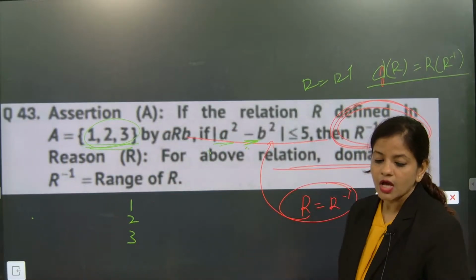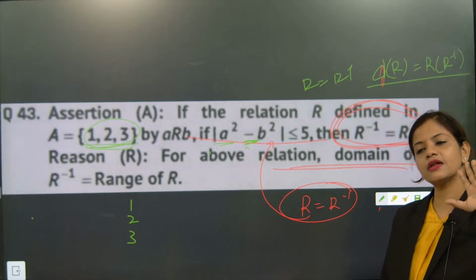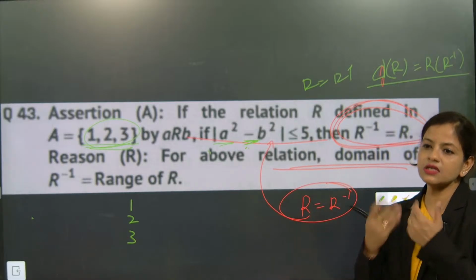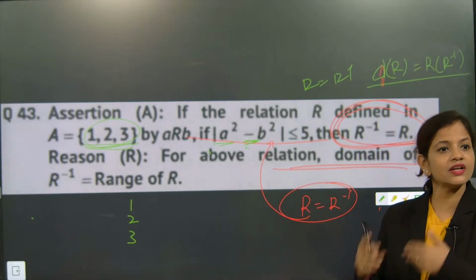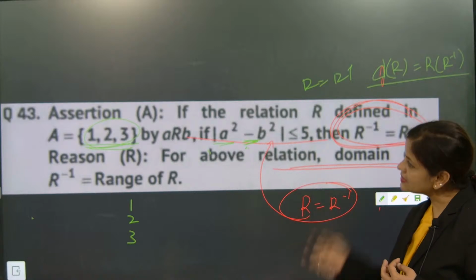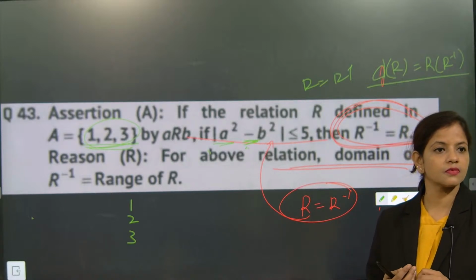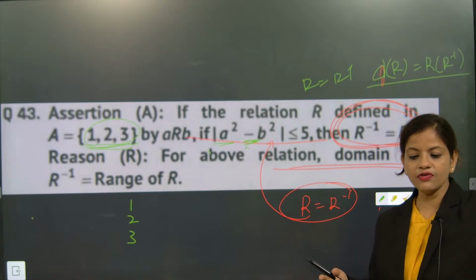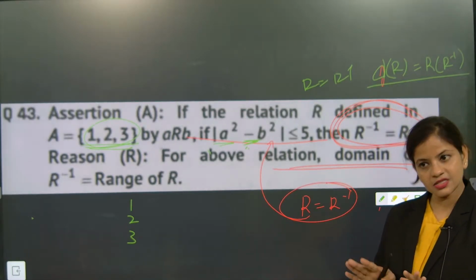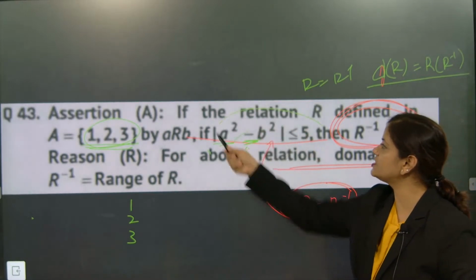So that means it is a clear-cut indication that if the range is reverted, the answer will come the same. Since the answer is coming the same, what type of relation is it? Inverse relation. R will be equal to R inverse. That is part of this statement.